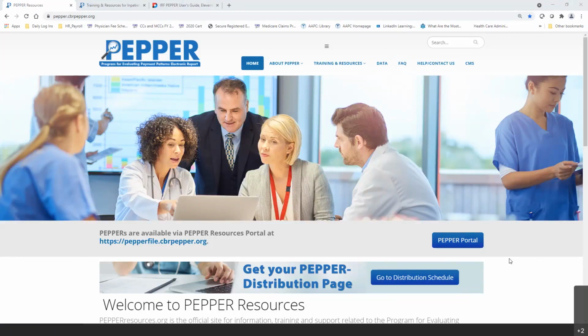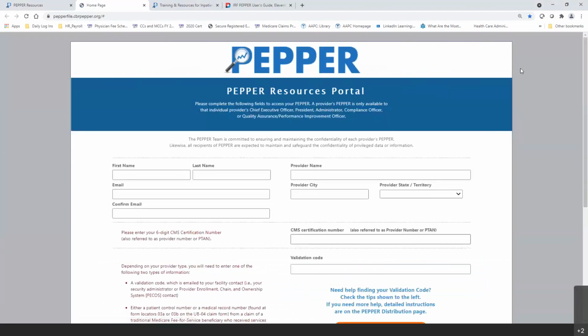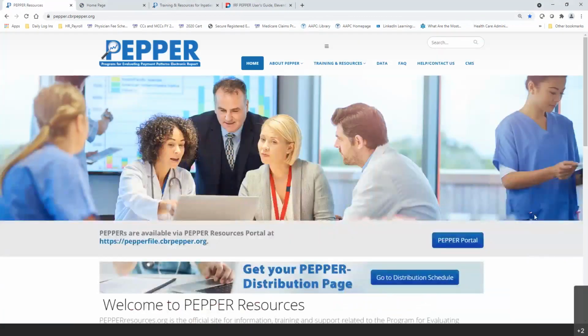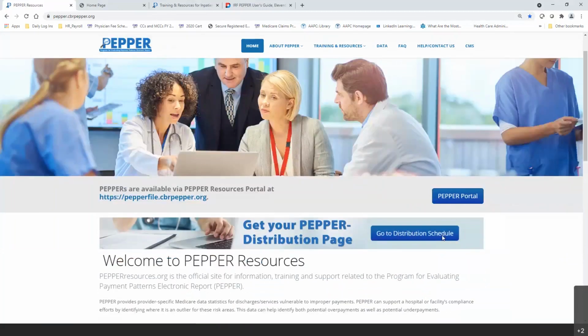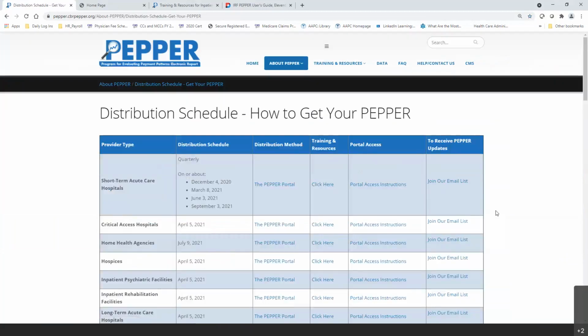But we do have the Pepper portal, which is perhaps one of the most important pages on our homepage. We have that right front and center so that it's easily found, because this is where you're going to go when you download your Pepper. And there are instructions listed on our homepage on this distribution schedule.